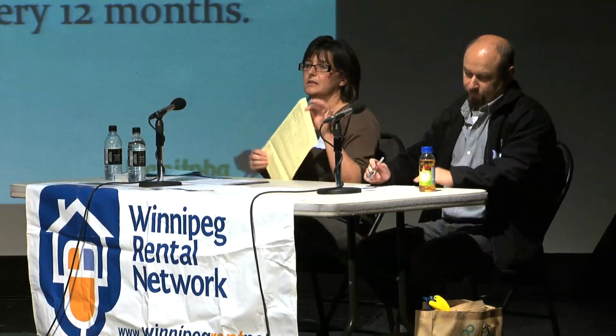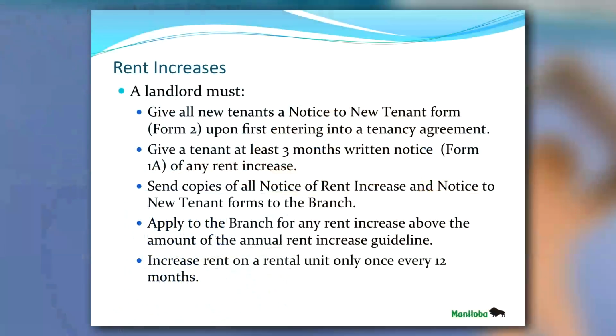And if you have a current tenant that's there, you must give them 3 months written notice of any rent increase, which is the yellow form, and it is Form 1A. You must send all copies of the notice of rent increase and the notice to new tenant forms to the branch. So if you're using the forms that are provided by the branch, they're actually in triplicate. One goes to the tenant, one goes to the branch, and one's for your records.